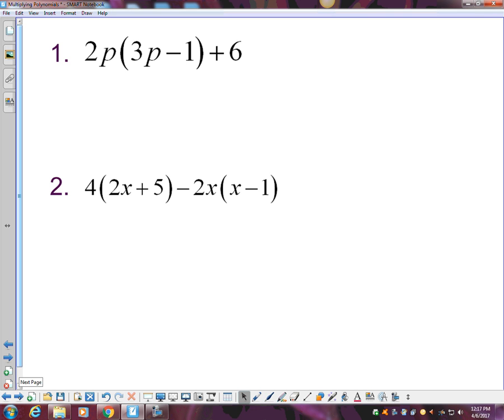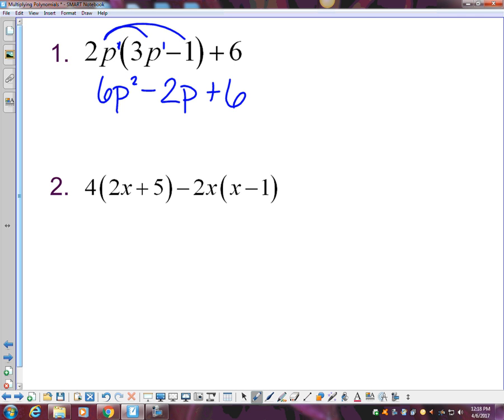Okay, so we're going to start with this one, number 1. And the parentheses for the 2p sitting out front should make you think about distributing. So we're going to distribute the 2p, but remember your power rules. When you multiply, you add your powers. So 2p times 3p is 6p squared. Remember, because these are ones. Then 2p times negative 1 is going to be a minus 2p. And I don't distribute the 2p to the 6 because the 6 isn't in parentheses. So I just bring down the plus 6.